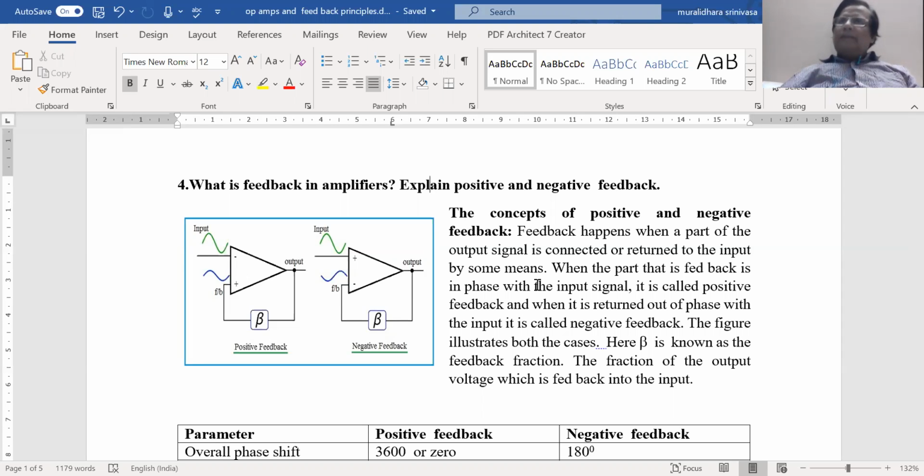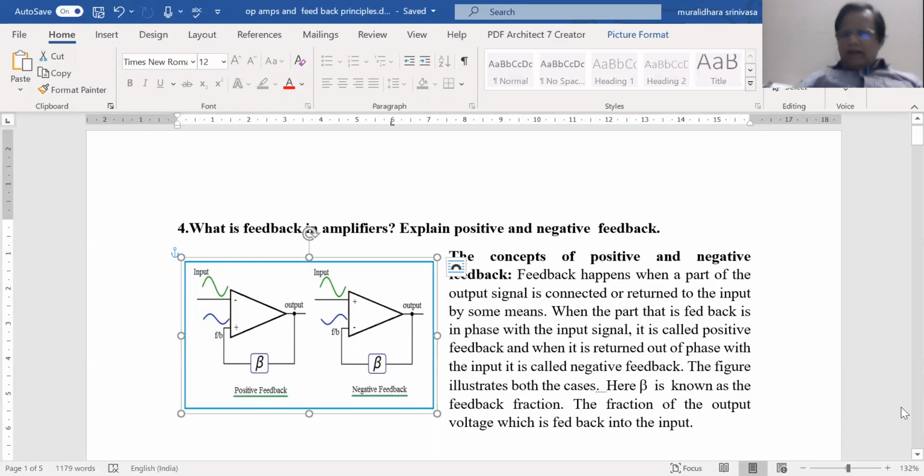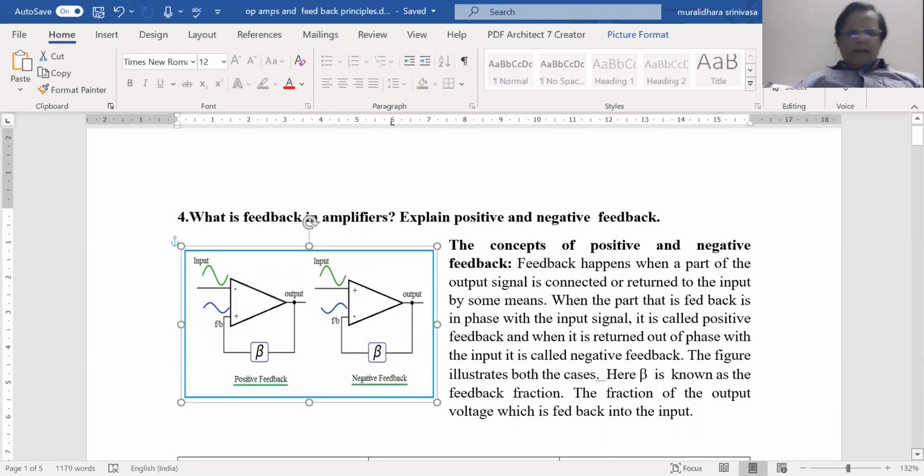If it so happens that the part of the output that you are returning to the input is out of phase with the input signal, then it constitutes what is known as negative feedback. Both positive and negative feedback have their own importance. Here I have shown the simple figures for the concept.